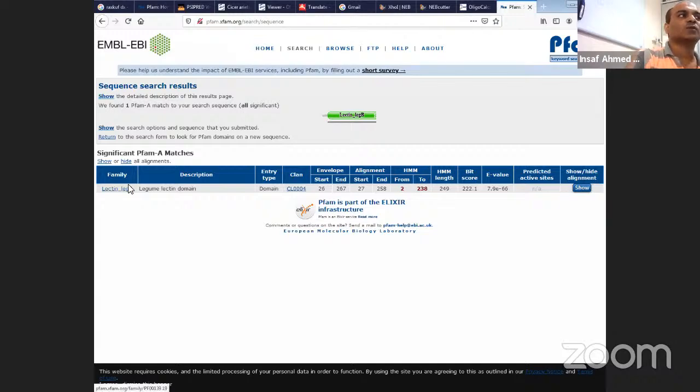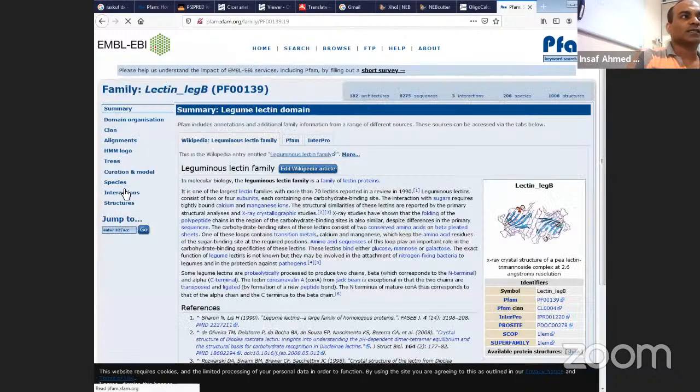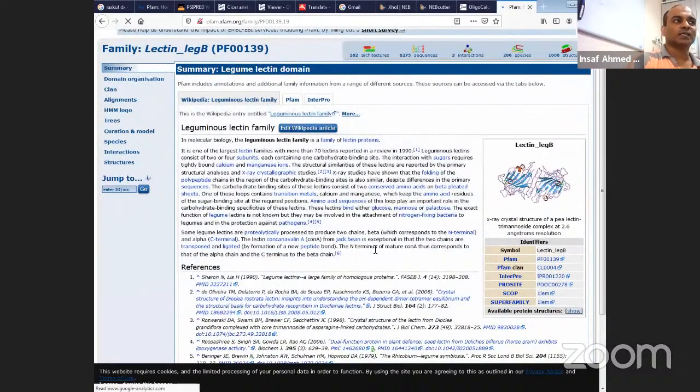If you want to read more about the protein family, click on that. Okay, you now get a description here: what is the lectin legume B family? In molecular biology, the leguminous lectin family is a family of lectin proteins. I don't think we need to go through all these descriptions. Just for understanding, yes, this is a member of the leguminous lectin family, which we knew from the beginning because this is a known and annotated sequence. But suppose in another case you got a novel gene, how will you characterize it? For that, this exercise is required.